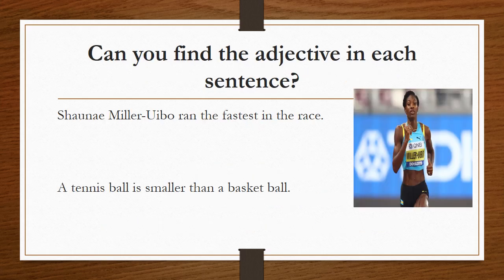Can you find the adjective in this sentence? Let's read the first sentence. Shawnee Miller ran the fastest in the race. Do you see an adjective there? An adjective that compares? Yes, fastest. A tennis ball is smaller than a basketball. Very good. Smaller is the adjective.